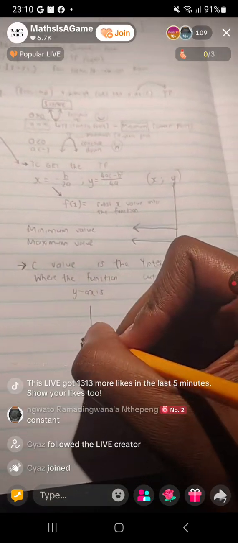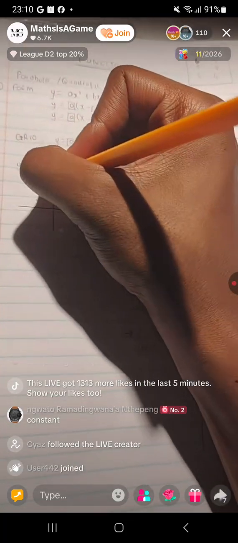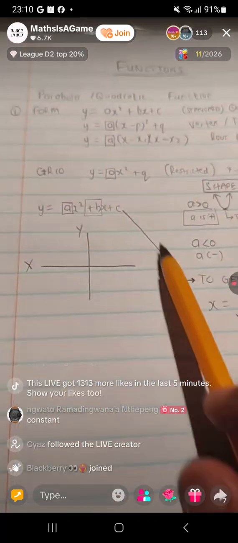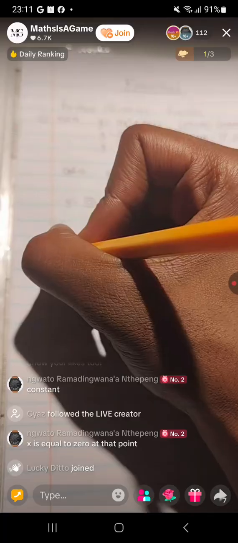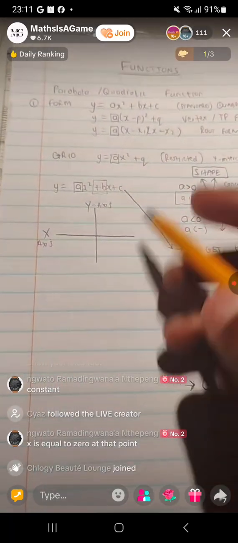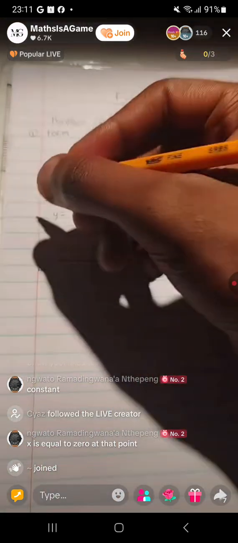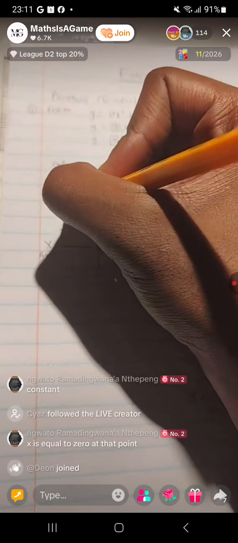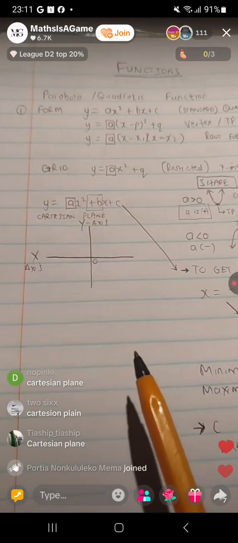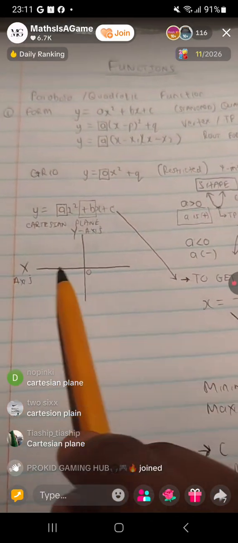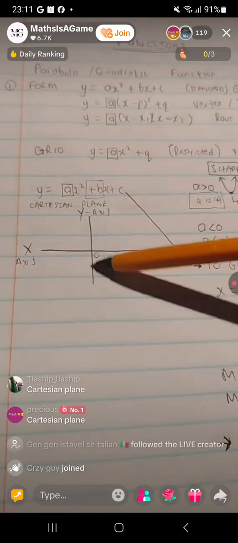We draw a parabola function on what we call, okay, what do we call this, guys? This thing that has a y-axis and an x-axis. What do we call this thing? We call this thing a Cartesian plane. It's got a number line of x values and it's got a number line of y values.